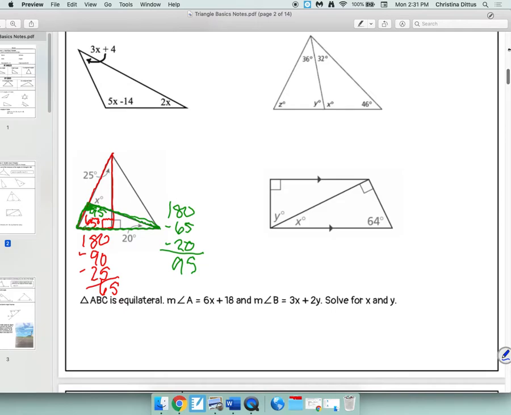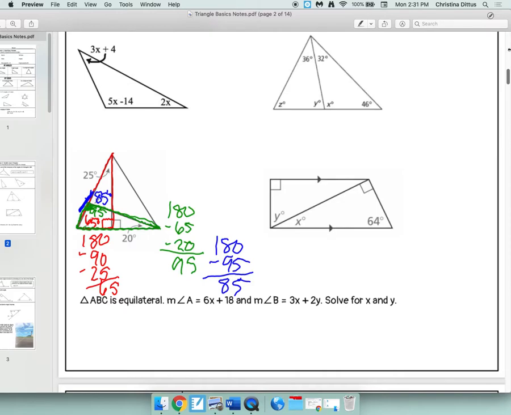Now, what do I know about 95 and the x that I'm looking for? They are supplementary. Good. So how am I going to find x? Nice. 180 minus 95 leaves me with 85. Alright. Questions there? Okay.